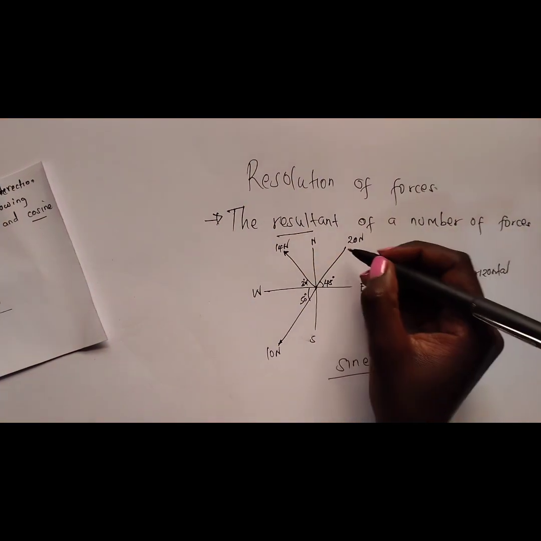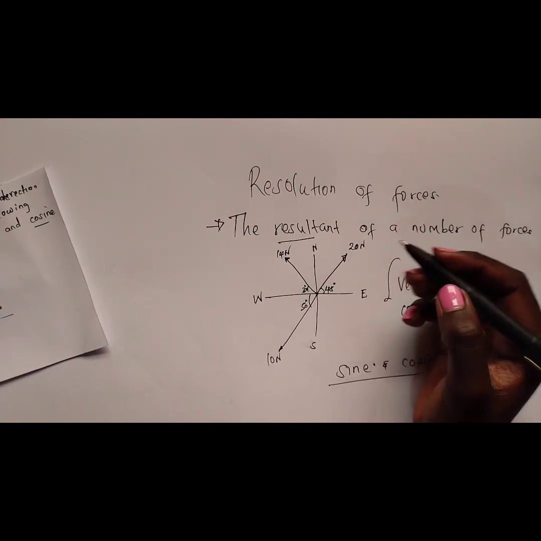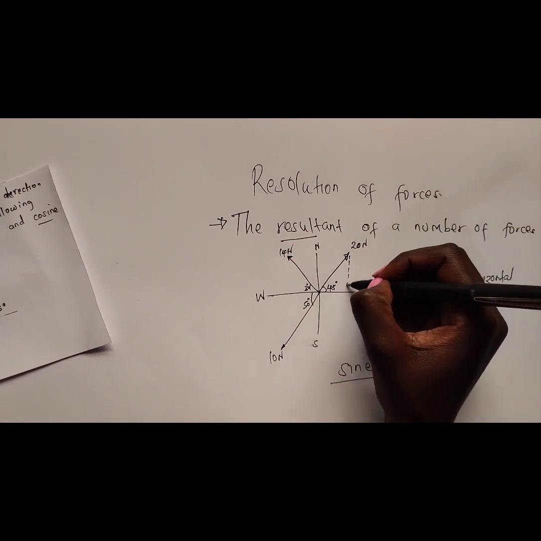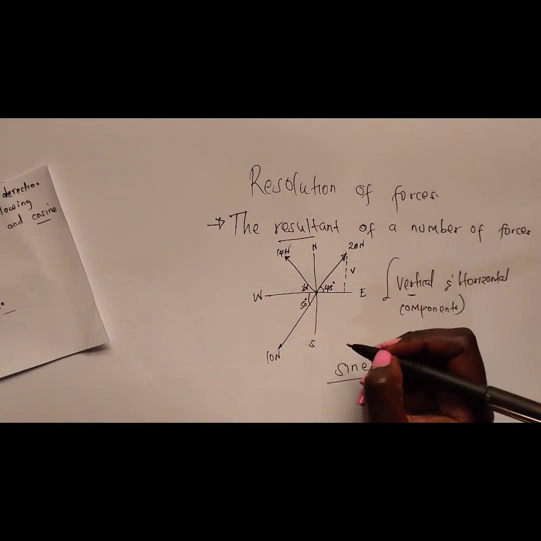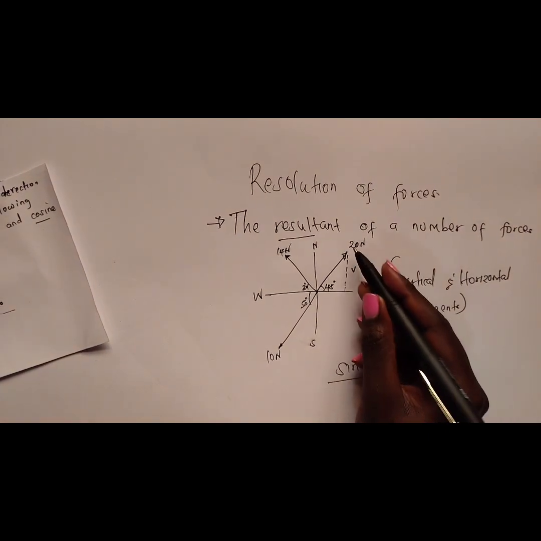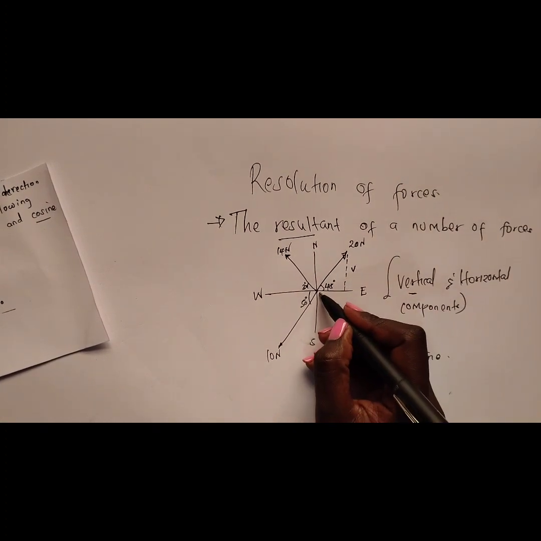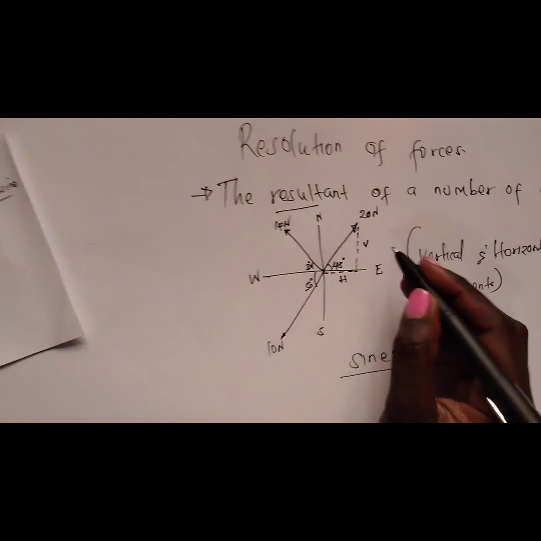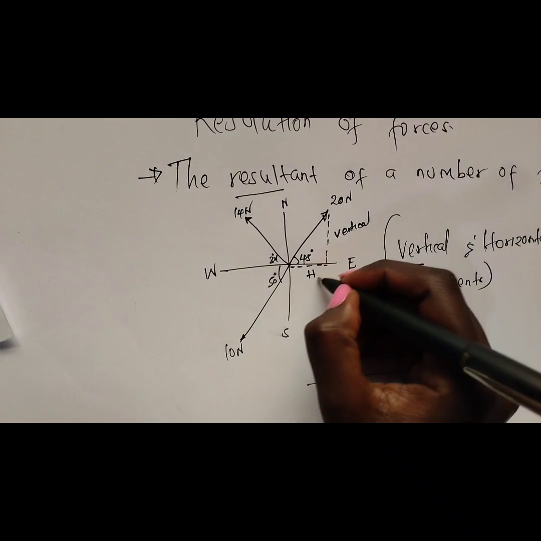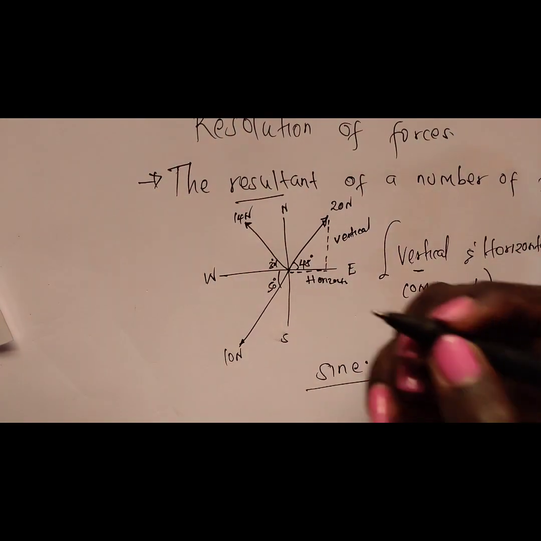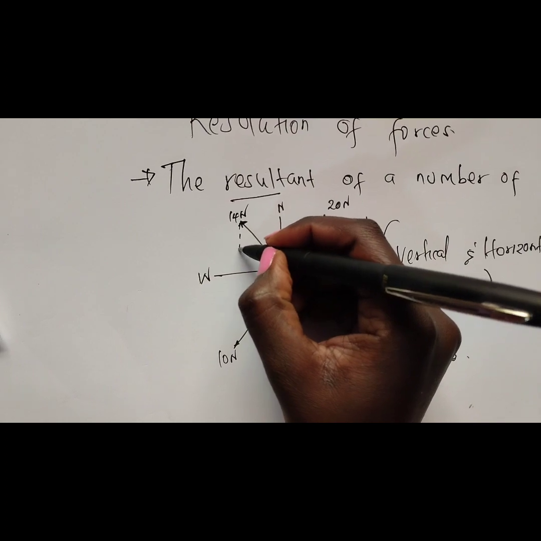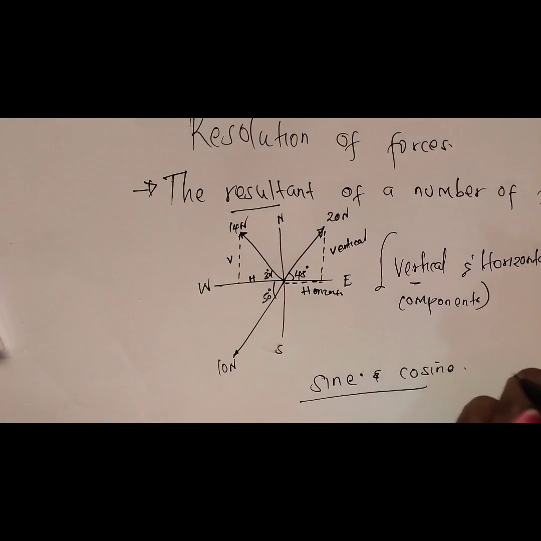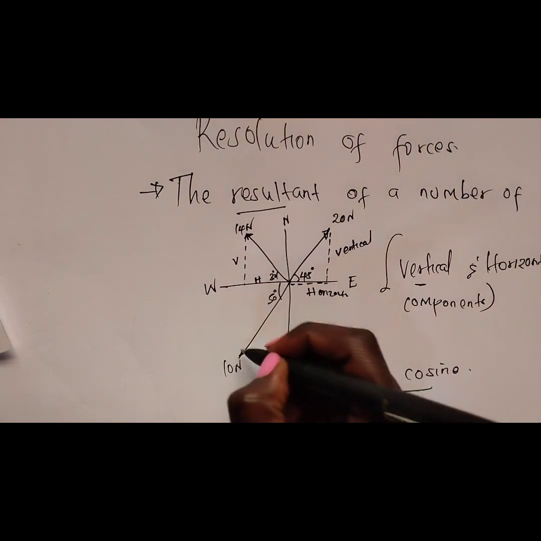Now I want us to break this down. For a force of 20 newtons, to get its vertical component, we're going to drop a vector here like that. This is our V, that's our vertical component. The horizontal component of that same force would act here. This would be H. So wherever I indicate V, I simply mean vertical, and H for horizontal. For the 14 newton force, I'll have its V at this end, and of course the horizontal at the base. Same for the 10 newton force.